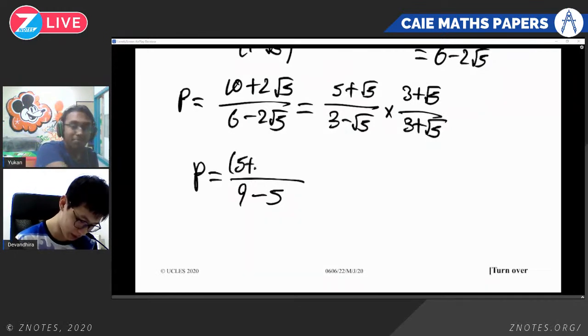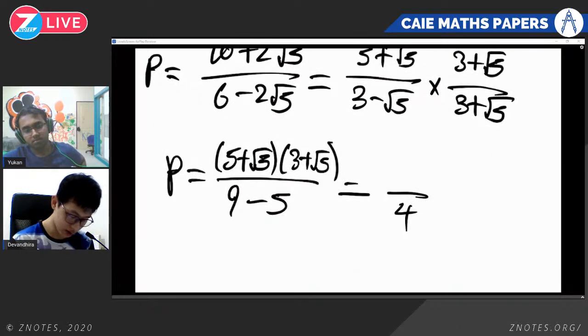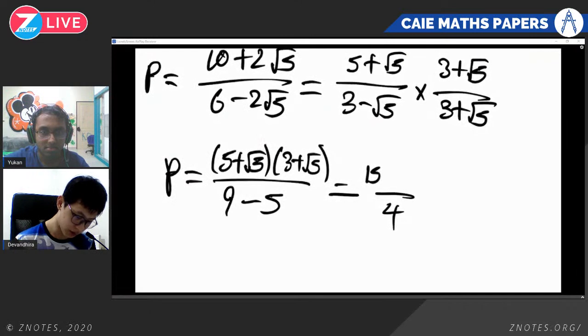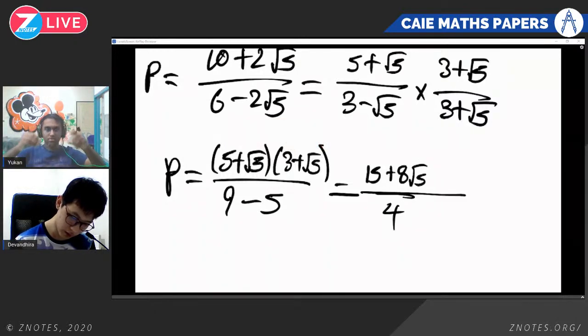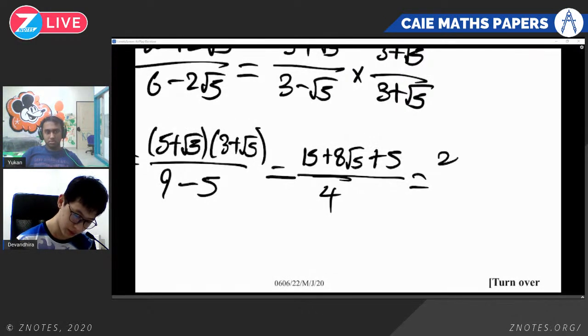But before that, let me just write this first. Root 5. Let's simplify this a bit more. We have the denominator as 4. Let's open this up mentally. 5 times 3, that's 15. 5 plus 5 root 5. So we have 5 root 5 and 3 root 5. That results in 8 root 5. I'll just make the line longer. Then root 5 times root 5, that's just 5.